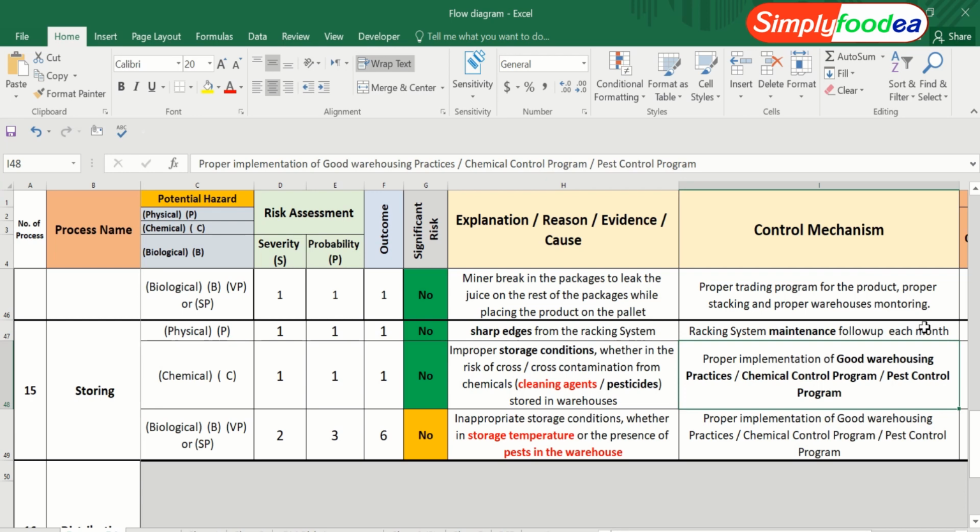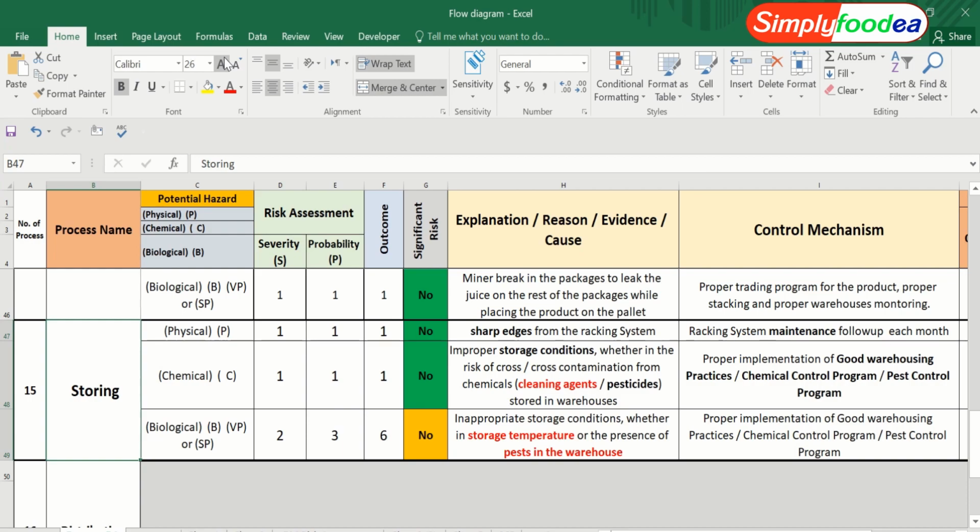Okay. So we have finished here the storing process risk assessment.